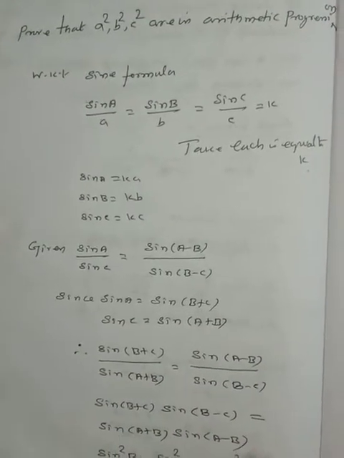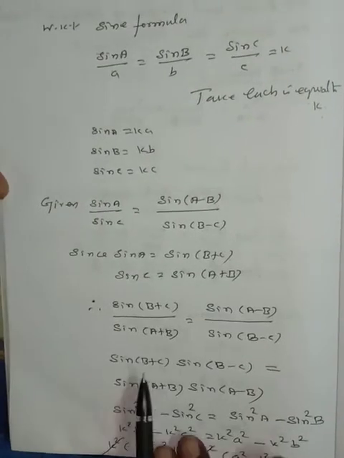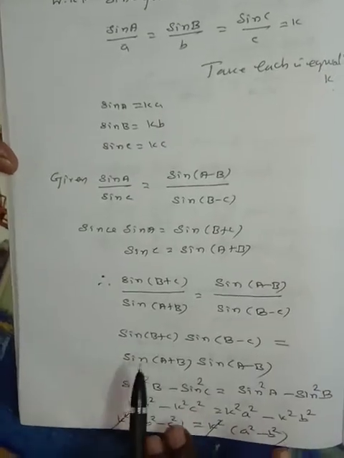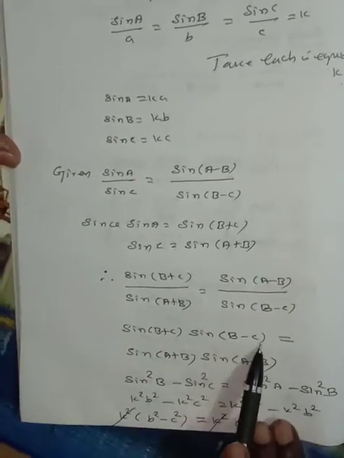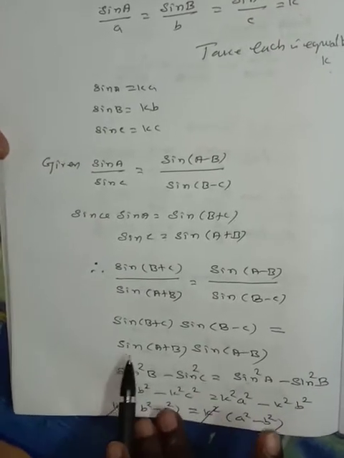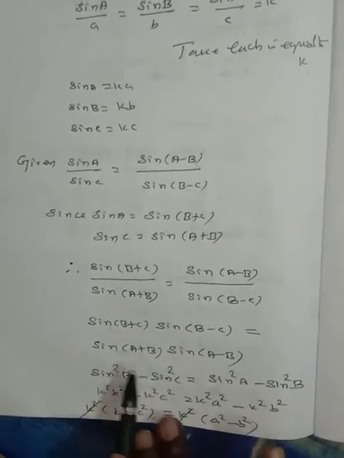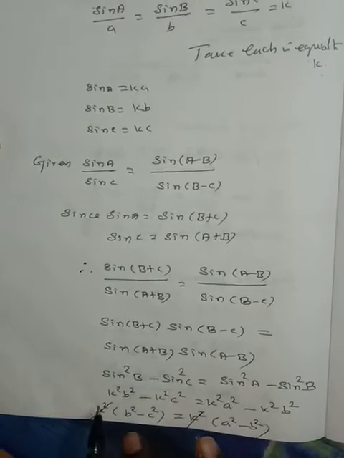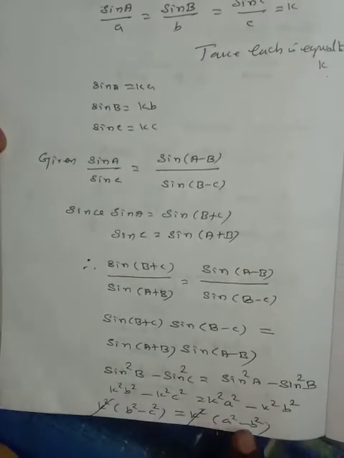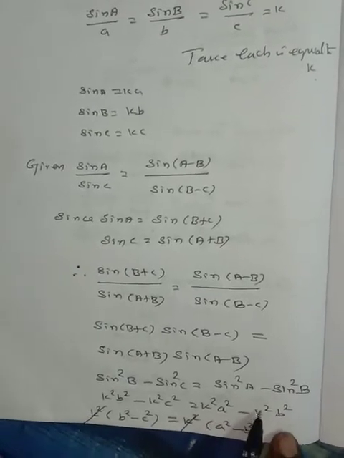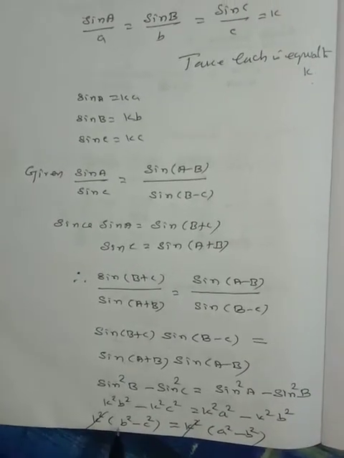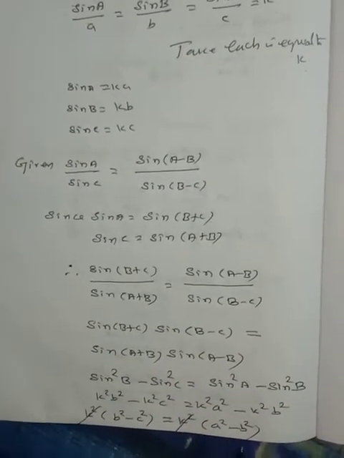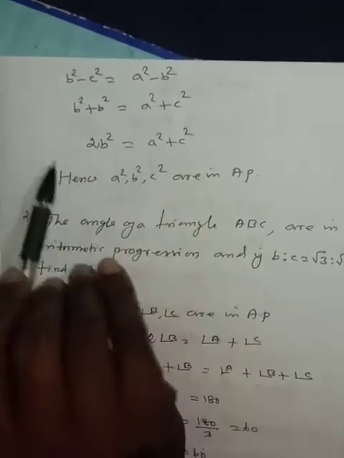Equating and cross multiplying, we have sin(B plus C) into sin(B minus C) is equal to sin(A plus B) into sin(A minus B). Using the product formula, sin(B plus C) into sin(B minus C) is sin square B minus sin square C. Sin(A plus B) into sin(A minus B) is sin square A minus sin square B. Now sin square B minus sin square C is k square b square minus k square c square is equal to k square a square minus k square b square. Now common k square: b square minus c square is equal to a square minus b square.